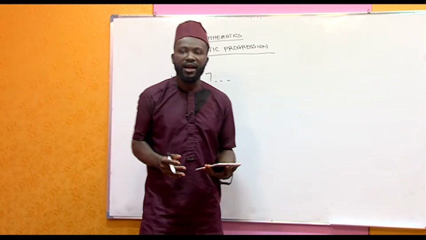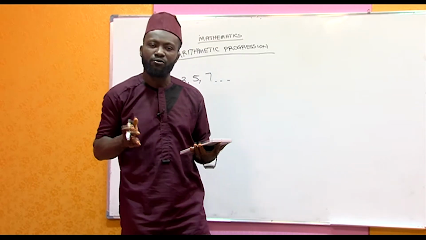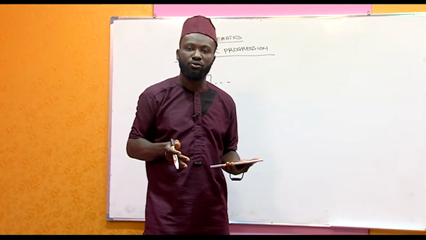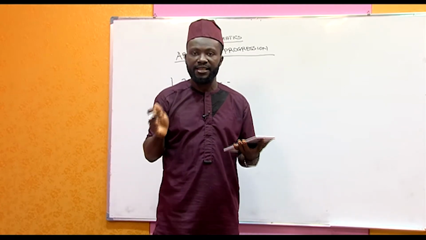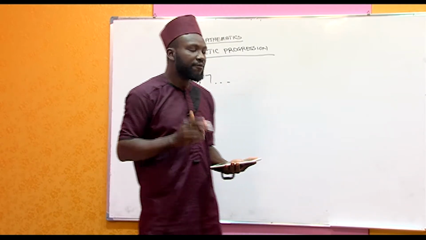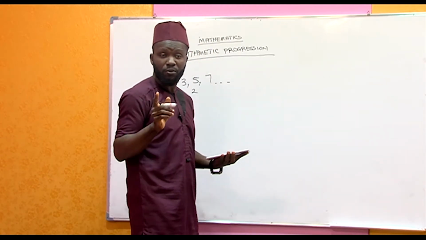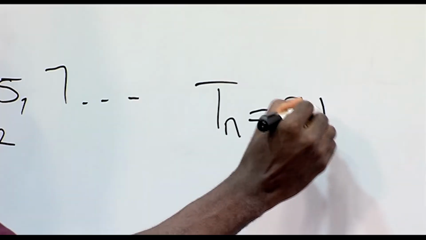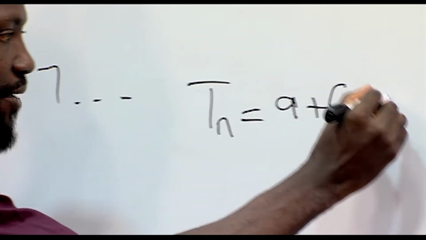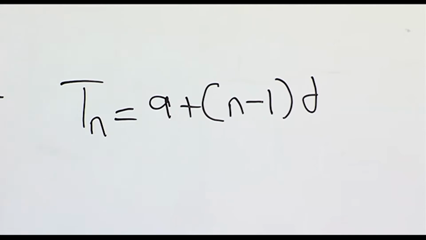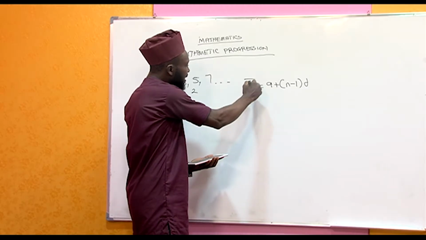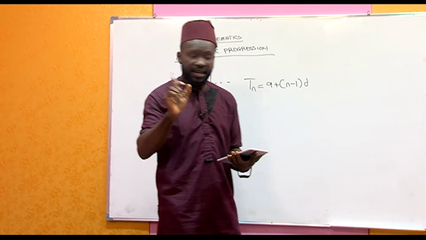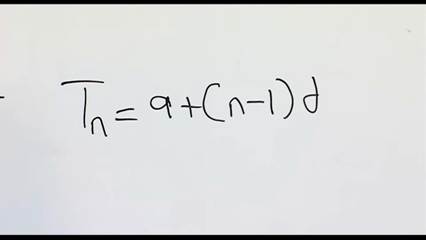And also, we have a general formula that we use to calculate the nth term of any given arithmetic progression, and also the sum of n terms of any given arithmetic progression. For the nth term, the formula is Tn equals a plus, open bracket, n minus 1, close bracket, multiplied by d. In this case, Tn represents the nth term, while a represents the first term, and d represents what? The common difference.